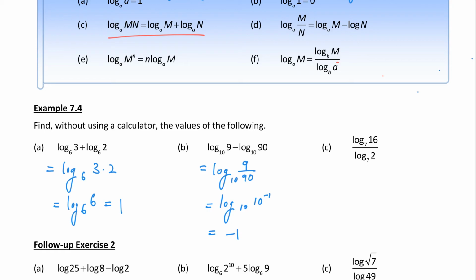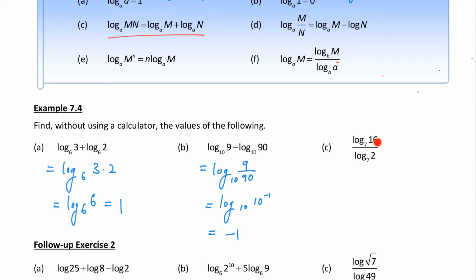Part C: log 16 with base 7 over log 2 with base 7. Maybe some of you try to use property D, but remember they are different. That one is log of m over n, one log only. But this time we have two log functions, so we cannot use subtraction to do it. So how can we do it?